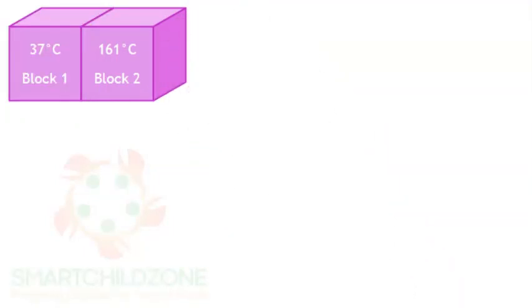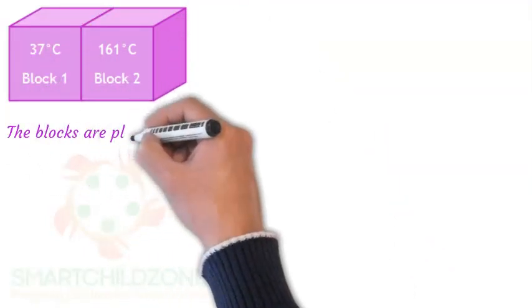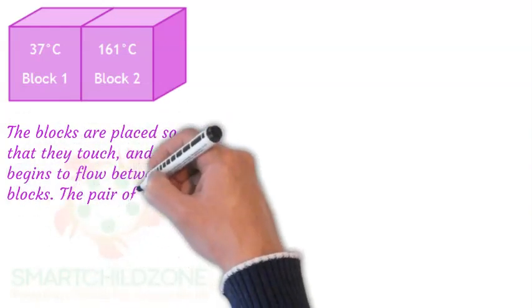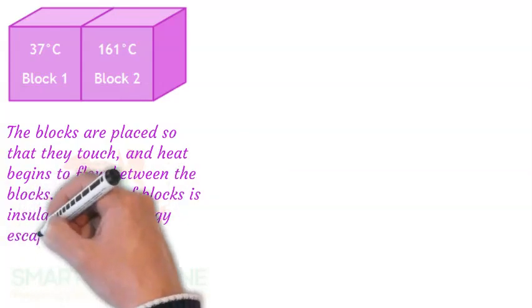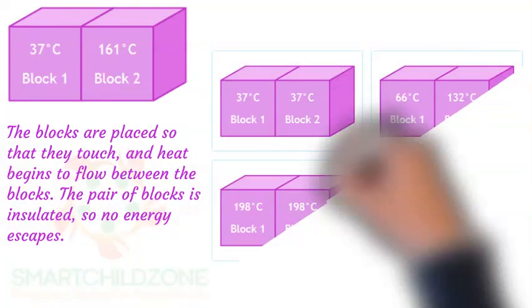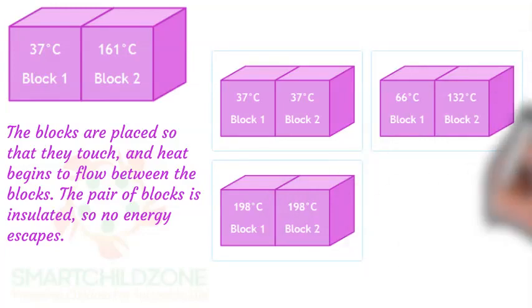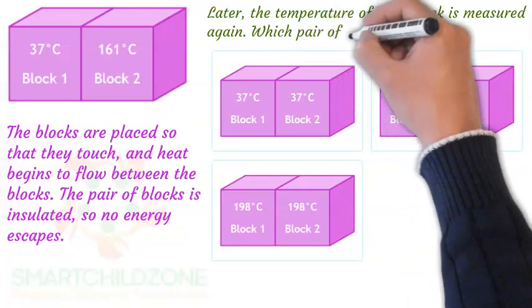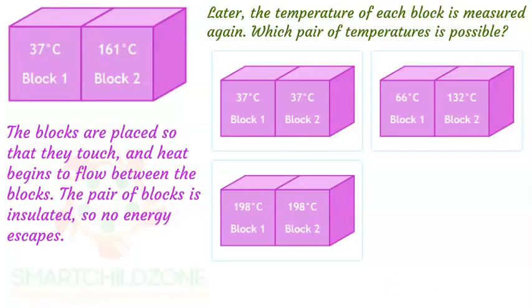Two identical blocks are heated to different temperatures. The blocks are placed so that they touch, and heat begins to flow between the blocks. The pair of blocks is insulated, so no energy escapes. Later, the temperature of each block is measured again. Which pair of temperatures is possible?